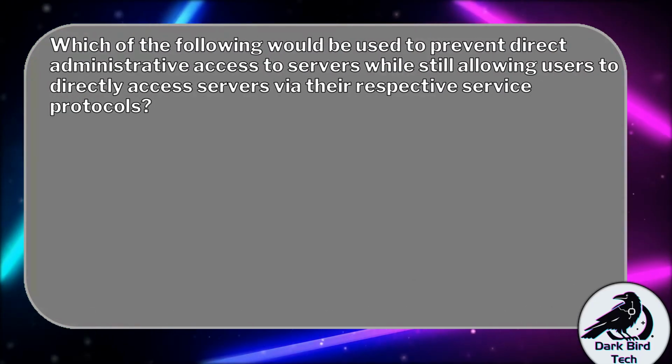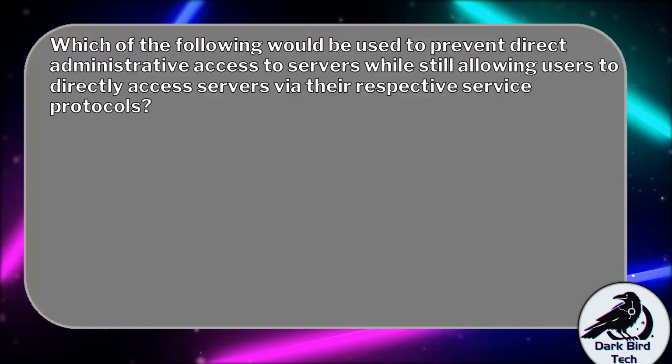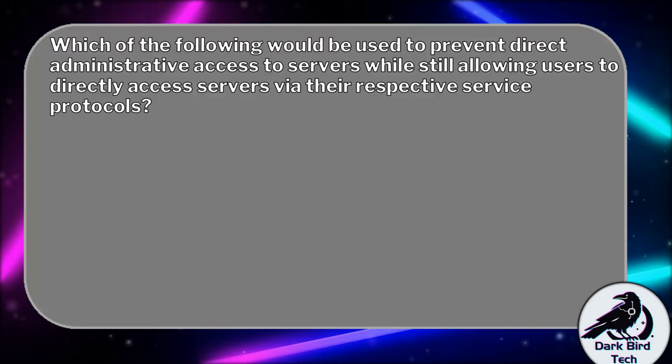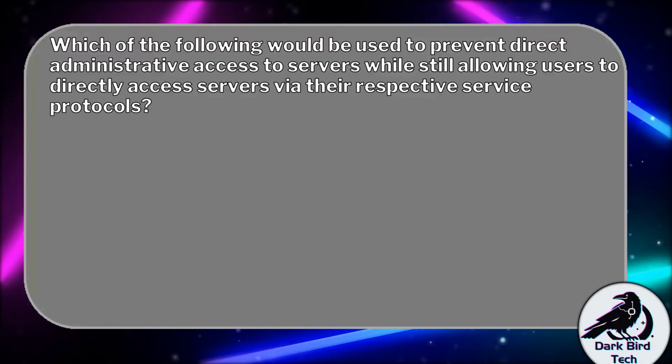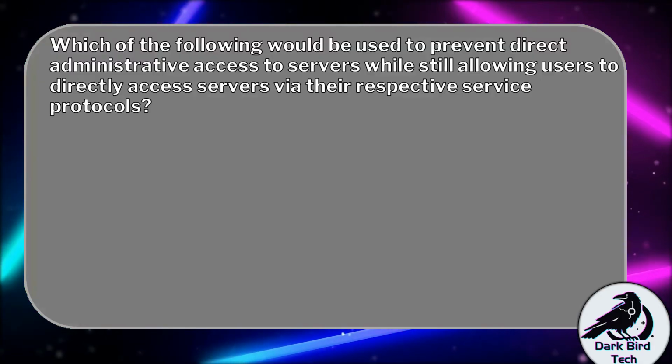So which of the following would be used to prevent direct administrative access to servers while still allowing users to directly access servers via their respective service protocols? Whoa. Hang on. So we need to prevent direct admin access, but still allow ordinary users to communicate with the server normally. Okay. So basically, if I have a web server and somebody wants to look at the website via a web browser using HTTP or HTTPS, that's fine. But if we have an admin, we don't want them going directly onto the server.